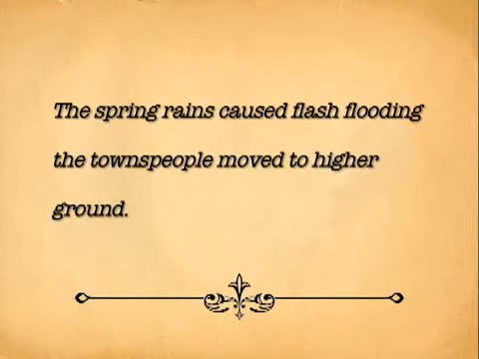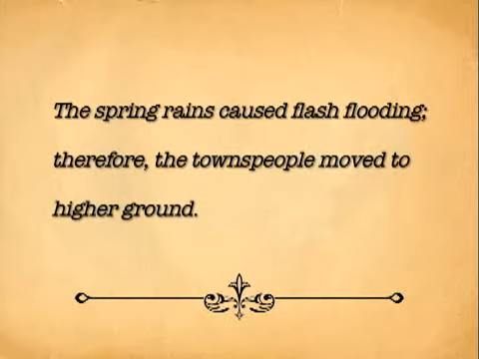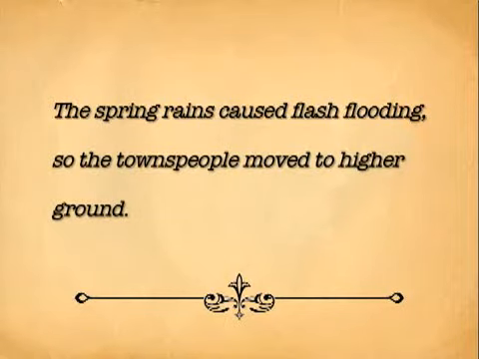The spring rains caused flash flooding; the townspeople moved to higher ground. The sentences are fairly closely related. You get a little additional information in the second sentence. You might also choose to use a semicolon, a conjunctive adverb, and a comma. The spring rains caused flash flooding; therefore, the townspeople moved to higher ground. You might also use a comma and a coordinating conjunction. The spring rains caused flash flooding, so the townspeople moved to higher ground.